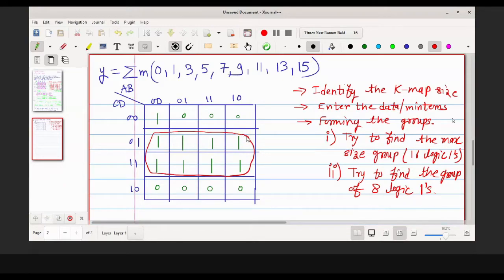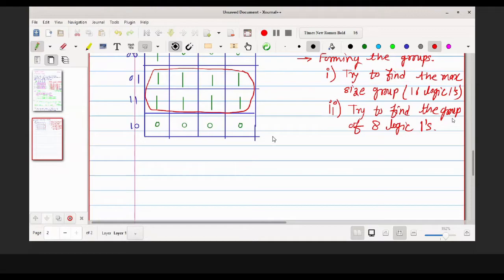Now just forget whether it is valid or invalid. You form the group. Later on we will check whether it is valid or not. And I'm telling you very frankly that when the logic ones are in adjacent cells, either horizontally or vertically, mostly the groups are valid groups. Okay. Now that is done.